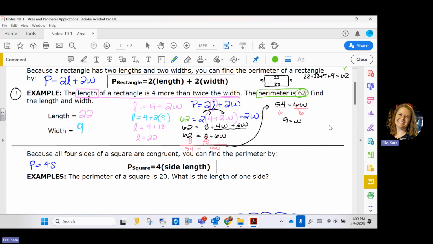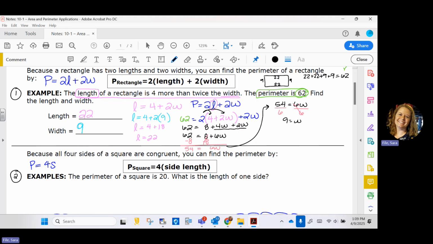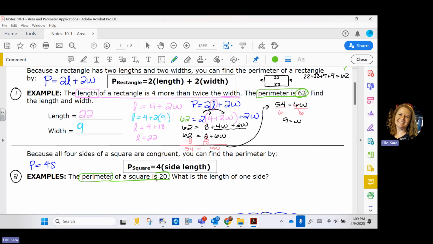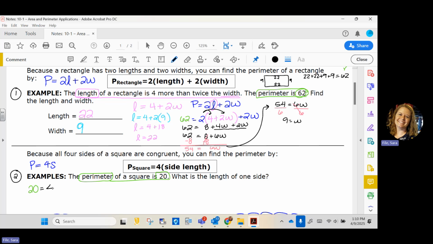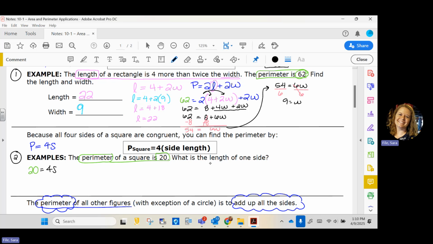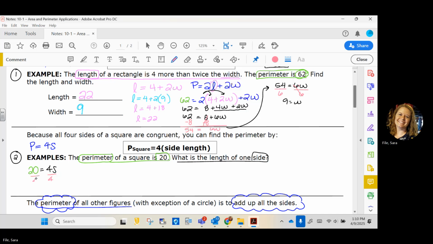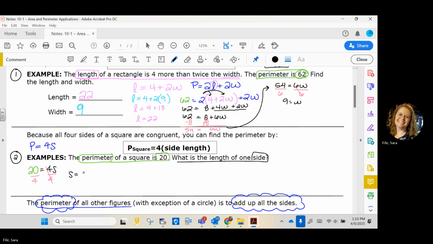All right, now in this square in number 2, it tells us the perimeter of a square is 20. So again, the perimeter is 20. In that formula, I'm going to replace the P with 20. They ask for the length of the sides. That's S. What is the length of one of the sides? I'm going to solve this by dividing out the 4. And I get that the side length is 5.